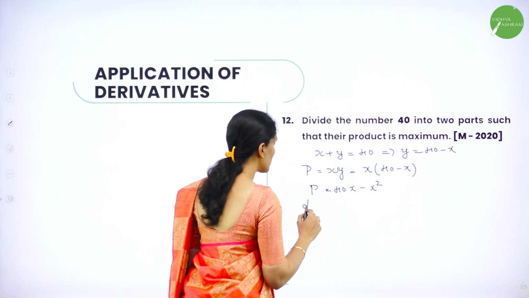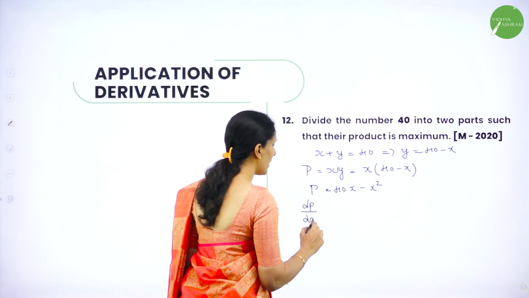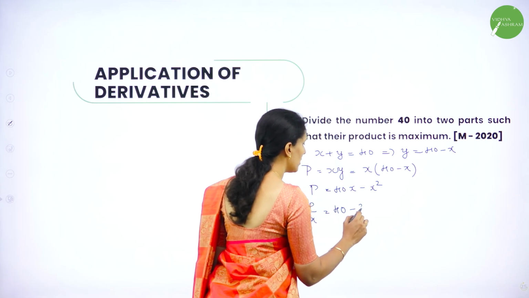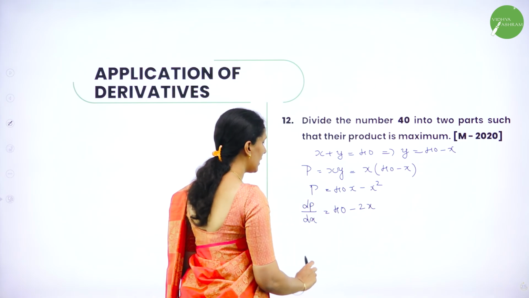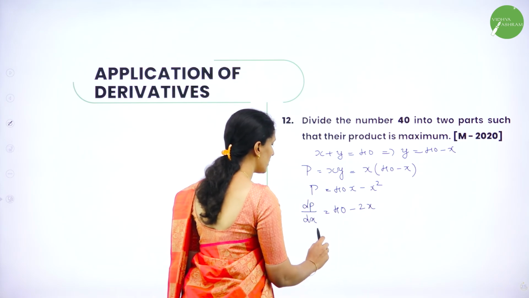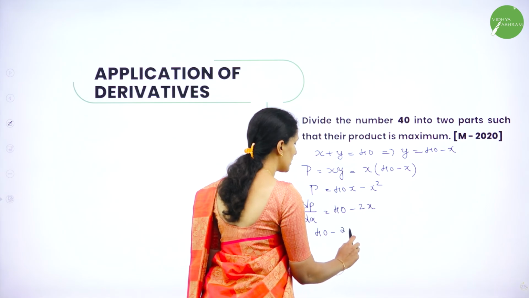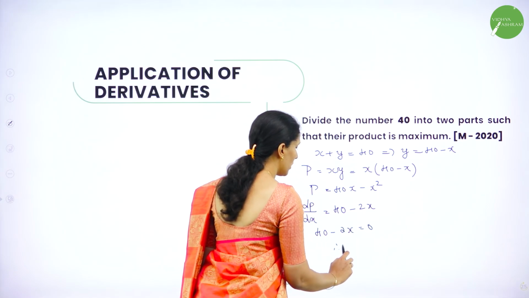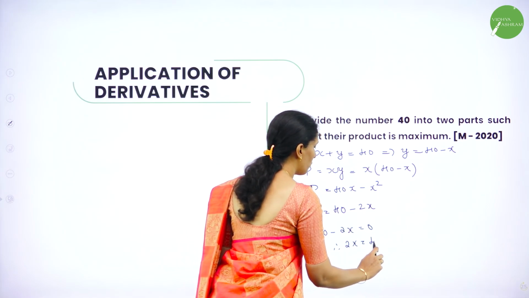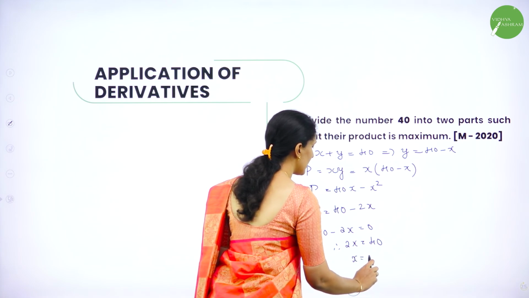Now let us differentiate this with respect to x. dP by dx is equal to 40 minus 2x. So to find the critical point, put this value equal to 0. Then we get 40 minus 2x is equal to 0. Therefore, 2x is equal to 40, which implies x is equal to 20.